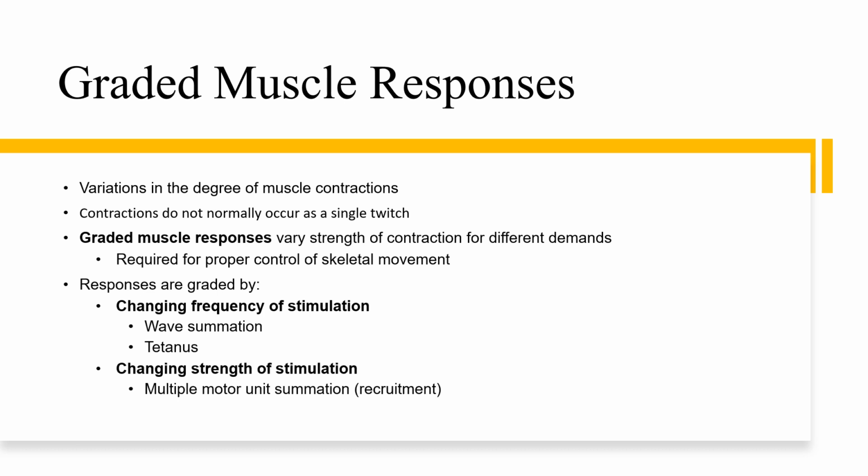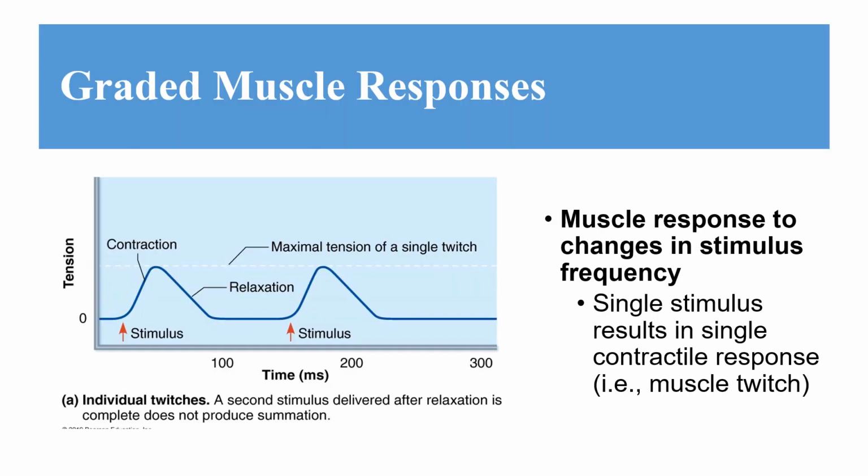The second is going to be changing the strength of the stimulation. So when we have multiple motor units going to summation at once, we're going to call this recruitment. So you're kind of recruiting more muscles. You don't have to recruit the entire muscle when you do certain contractions, but you can, and so you would then vary the recruitment of muscle fibers that you're actually working with. So we're going to first look at how muscles will respond to changes in the stimulus frequency.